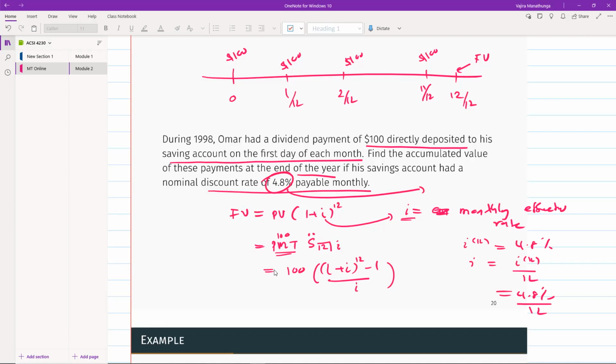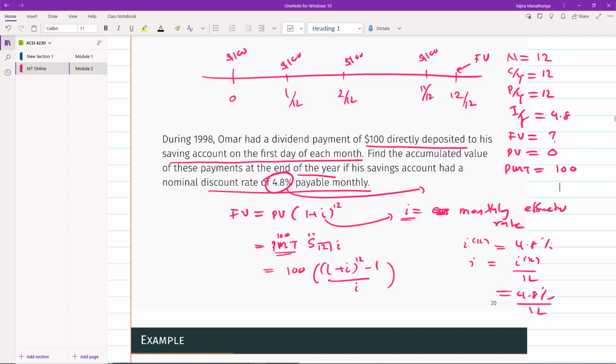Now, if you want to use the calculator, N is how many payments? 12. Compounding per year is 12 times. Payment per year is 12 times. Rate is the nominal rate, so you would enter 4.8. Then future value is what you want to find. Present value is 0. Payment: you are getting it, so it's plus 100. By the way, you have to set it to be due.